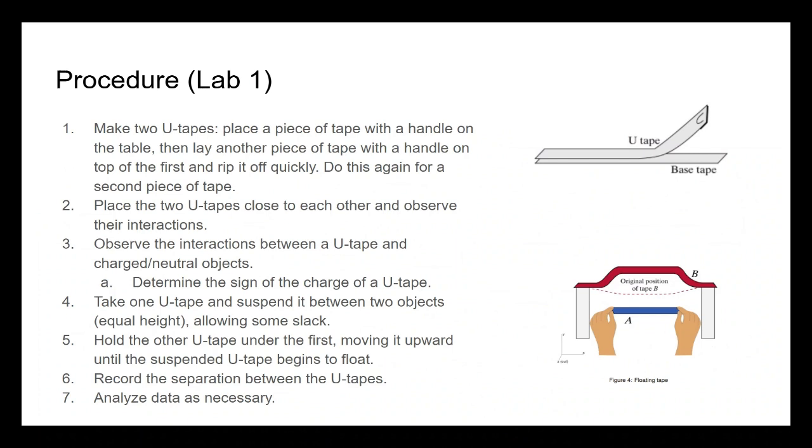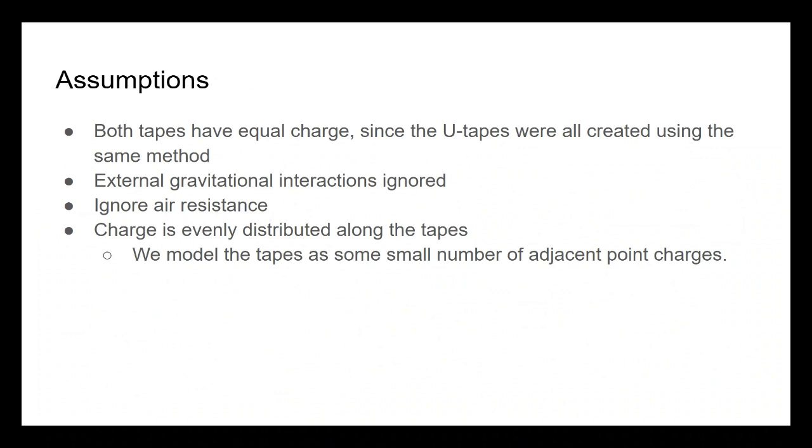So the procedure is very similar to Lab 1. We still make the two U-tapes. We place them close to each other. We observe their interactions. And we ultimately end up suspending one U-tape and holding the other U-tape below it until it makes the first one float. And then we measure the separation distance between the U-tapes, and then we do our data calculations.